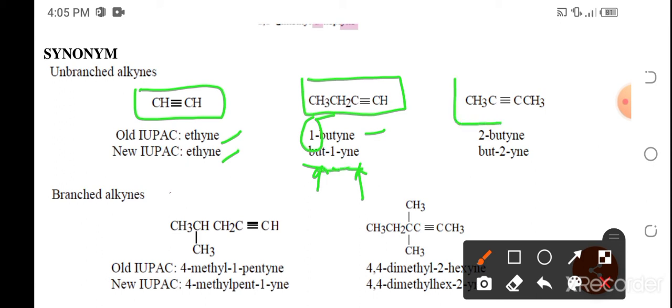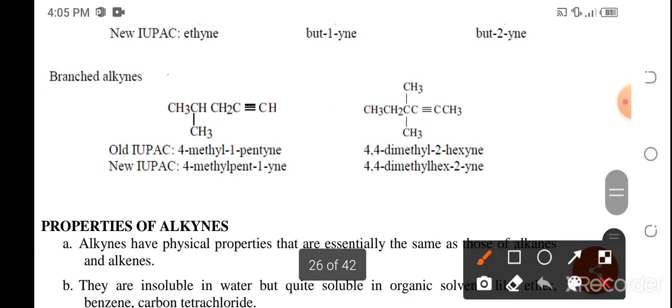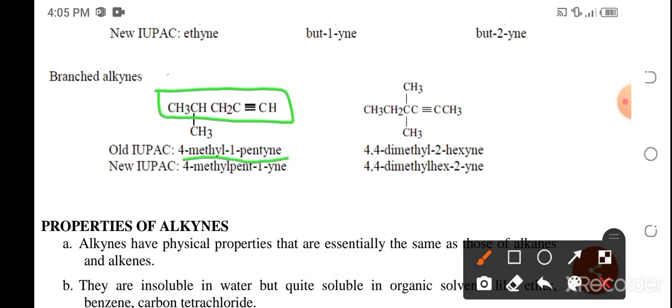And this one would be 2-butyne because this is the second and the third carbon atom of the parent chain. 2-butyne, and it could also be written as but-2-yne. Okay. For the branched, we have 4-methyl-1-pentyne. This is the parent chain. The triple bond has priority over the methyl group.